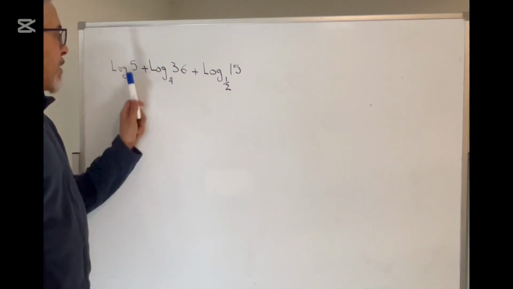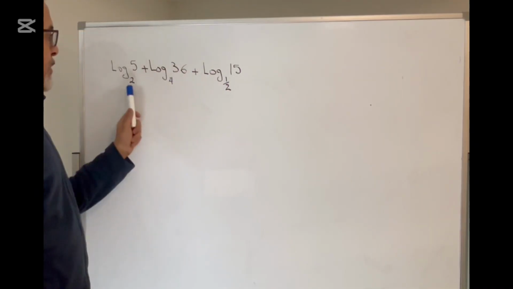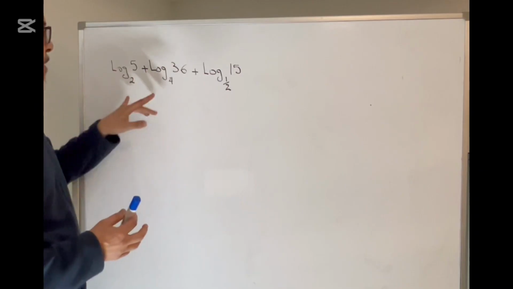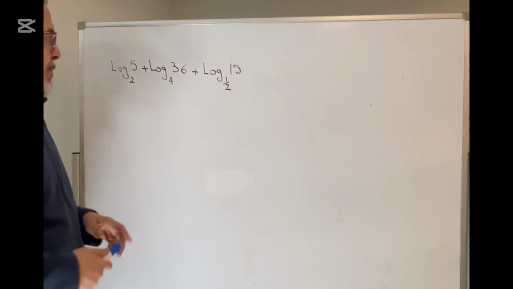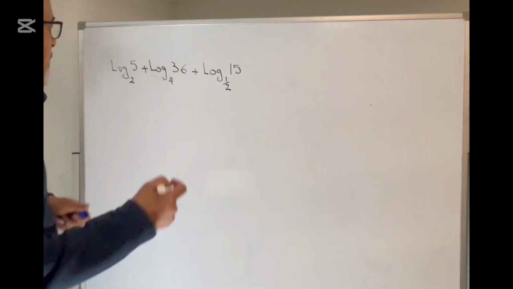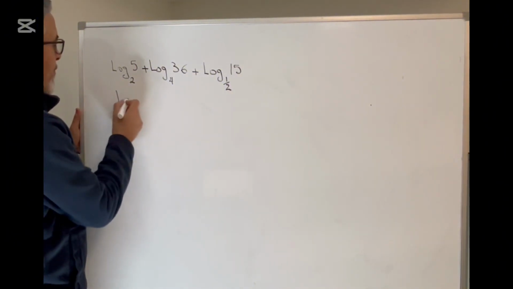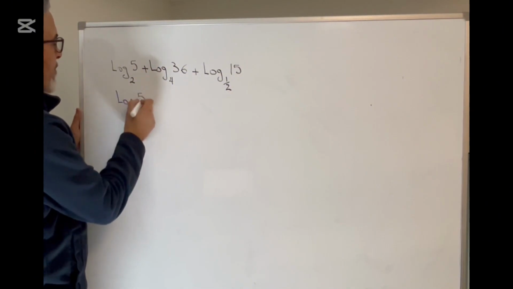So, evaluating logarithms with different bases. The base here is 2, the base here is 4, and the base here is a half. Now all of these bases, we could make into a common base. Watch how I do this. The 2, we're just going to keep as log base 2 of 5.